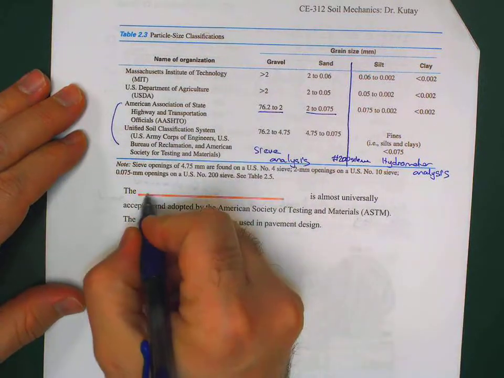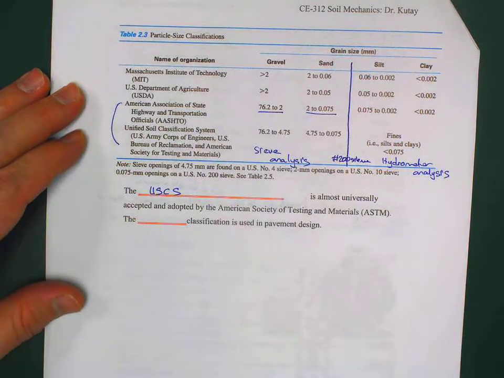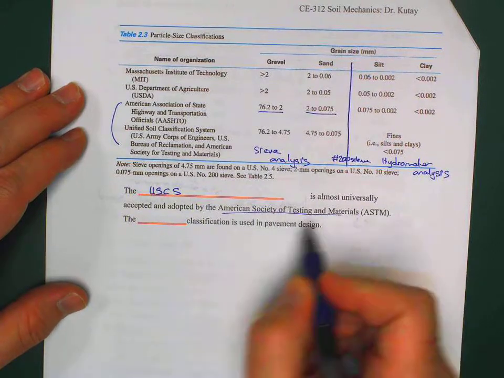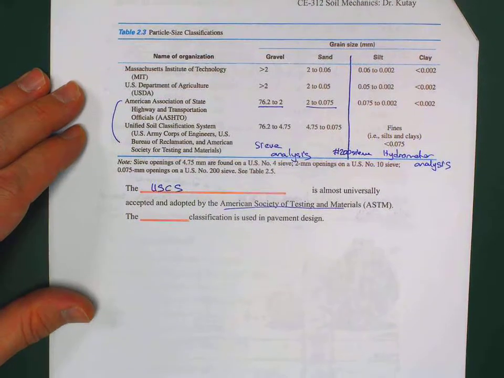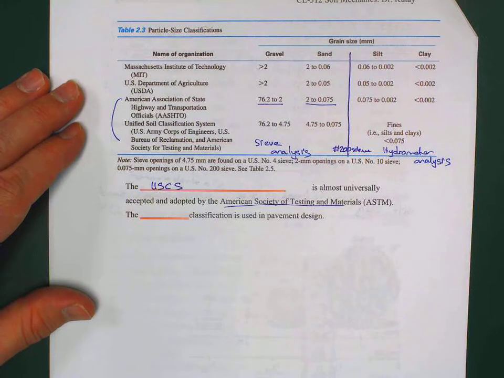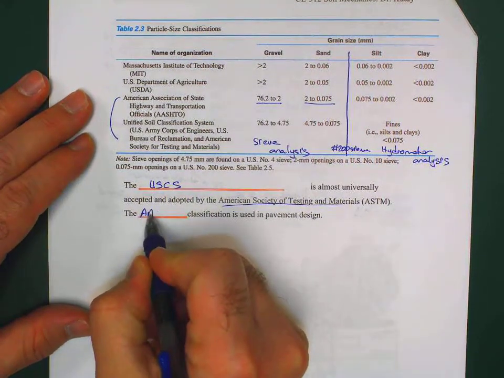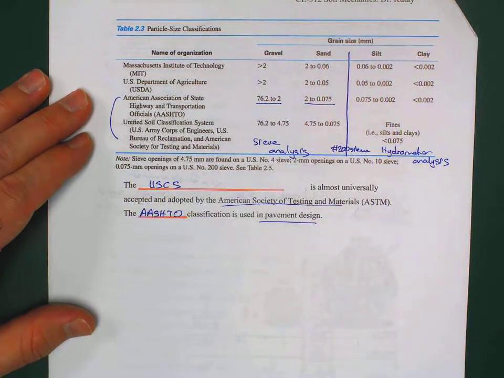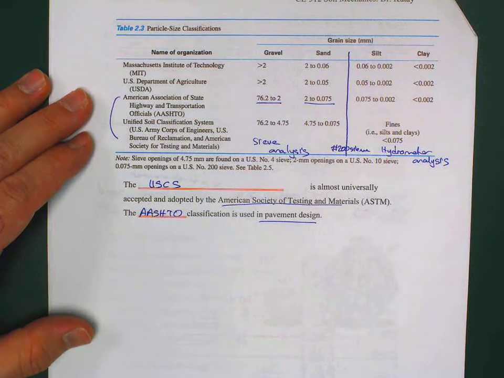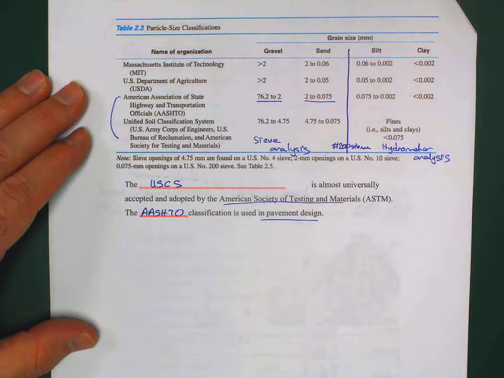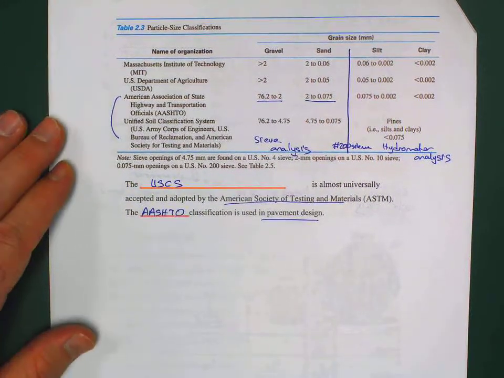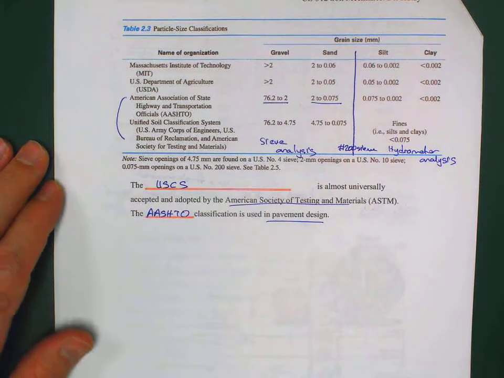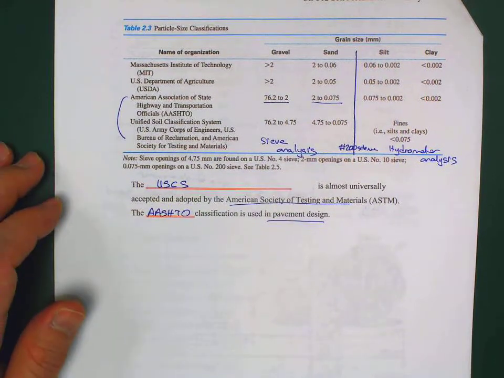The USCS is almost universally accepted and adopted by the ASTM. The whole world uses USCS as far as geotechnical engineering is concerned. AASHTO is used typically in pavement related work: pavement design, pavement analysis, pavement characterization, roads. AASHTO is for the roads, USCS is everything else. Okay?